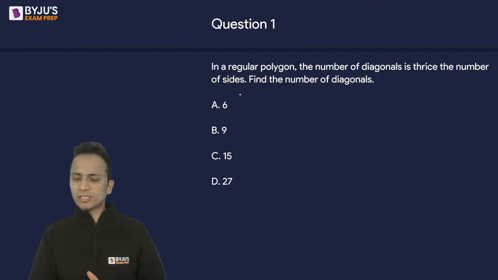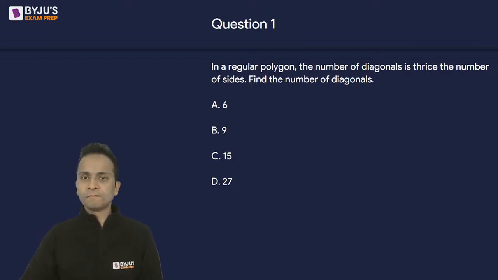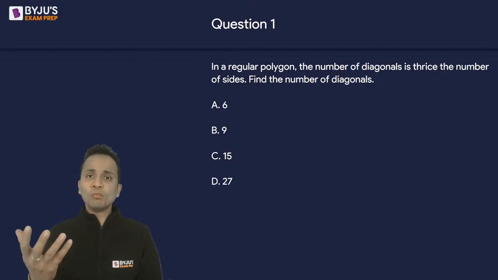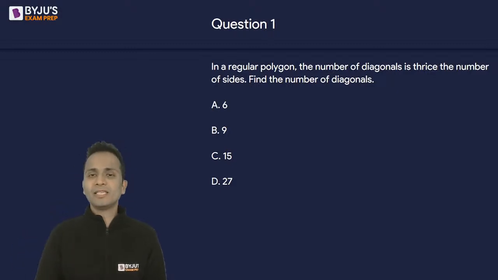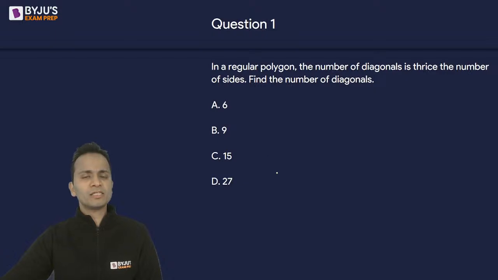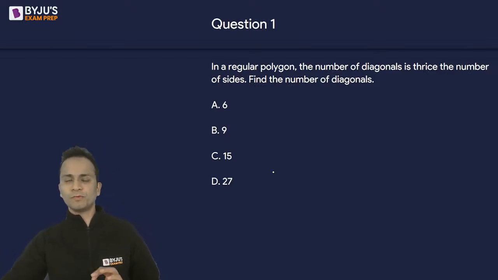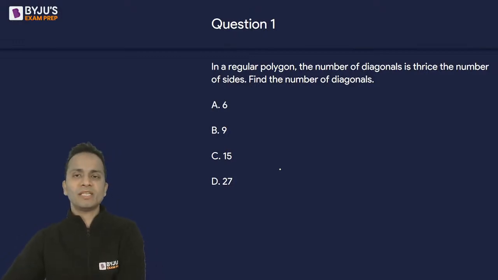All right, so let's look at this one. It says in a regular polygon, the number of diagonals is thrice the number of sides. Find the number of diagonals. Now, the formula for number of diagonals you must know. Otherwise, you should also know how to calculate it. If you know the formula for finding the number of diagonals, it will be very easy. It will be very fast for you to get the answer of this question. So if you don't know, please note down this formula and try to remember it the next time.